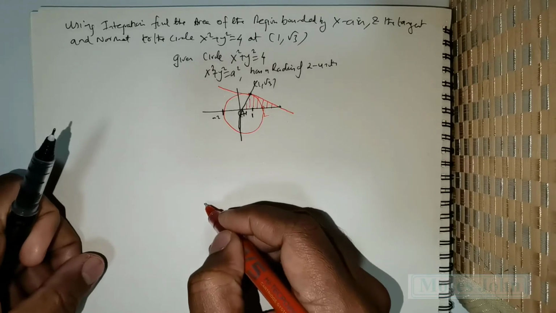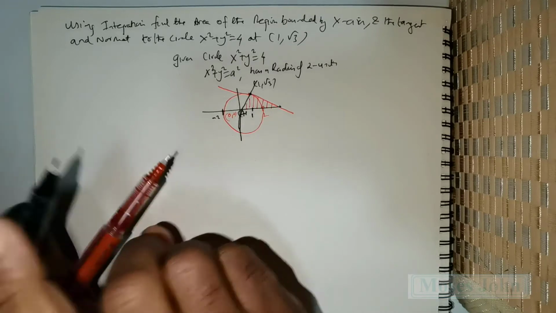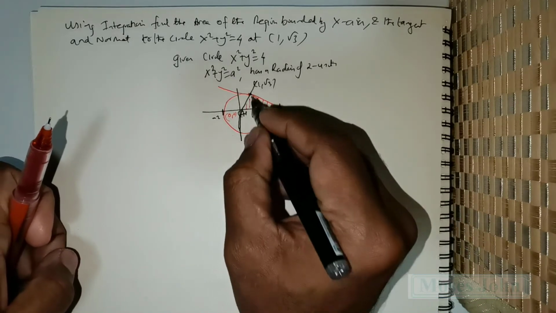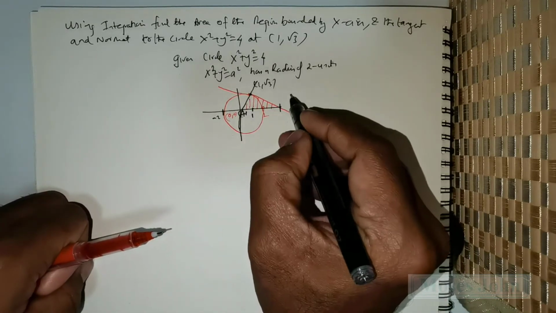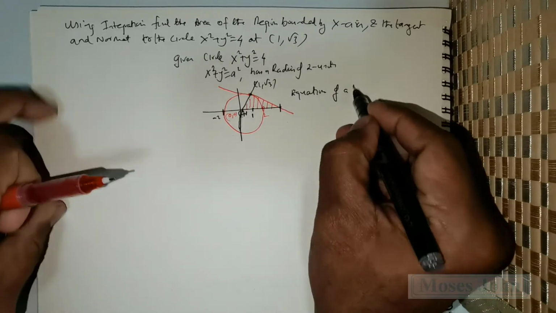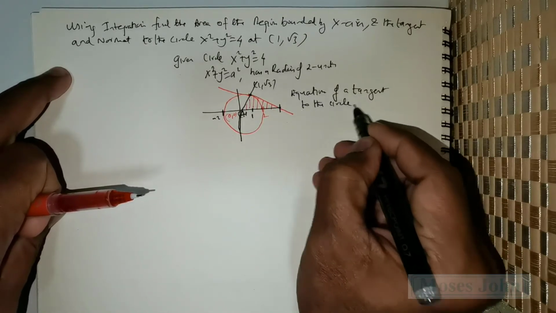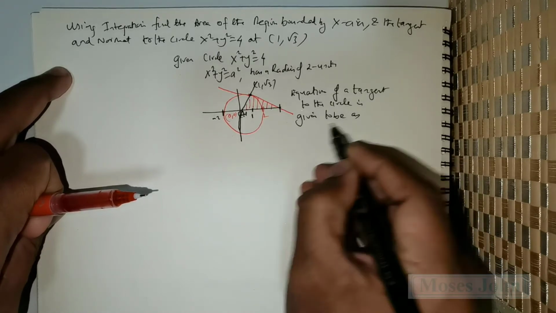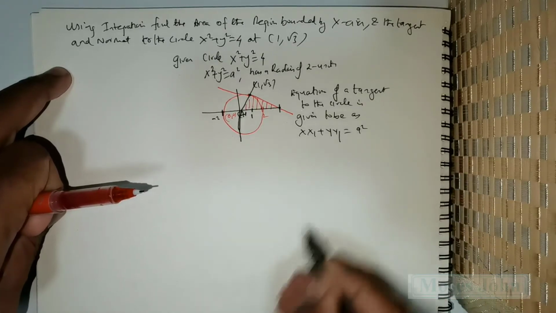Now I know this point is (0, 0), but I don't know this point. I'm not sure of this particular point, and I know this point. Now this is a tangent, and there is a formula which you have to know. The equation of a tangent to the circle is given to be x x1 plus y y1 is equal to a squared.